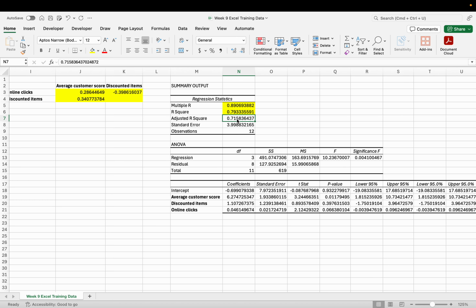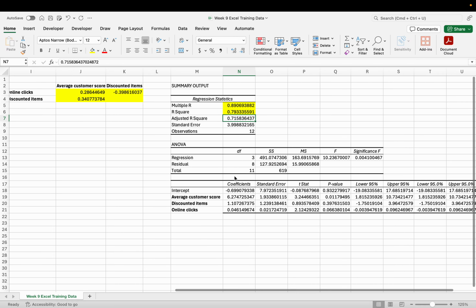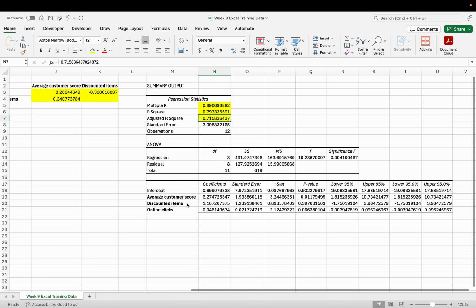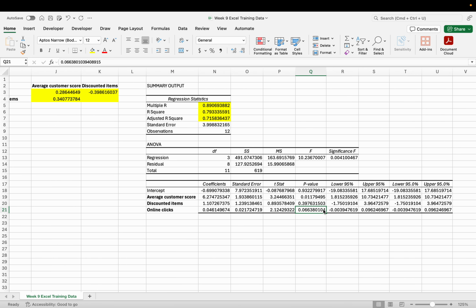But adjusted R squared is slightly lower, which could indicate that we may be overfitting, or there's too many variables and these variables aren't adequately explaining things. So that should be something that you should be wary of. So maybe some of these statistics, such as discounted items having a large p-value, if we remove that, I suspect the adjusted R squared would decrease.